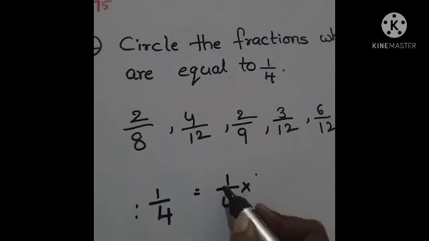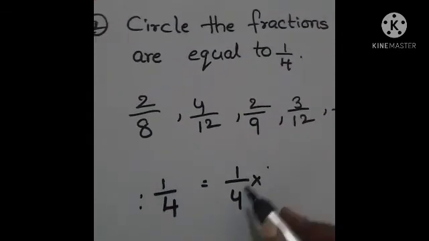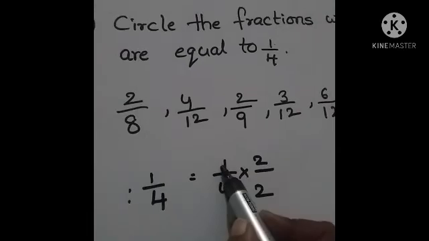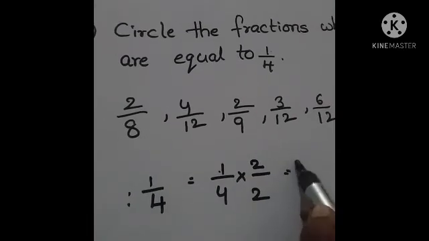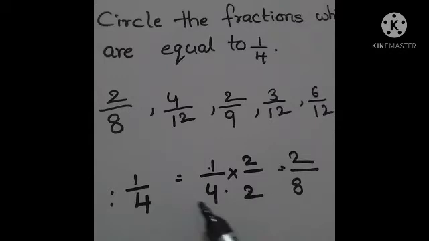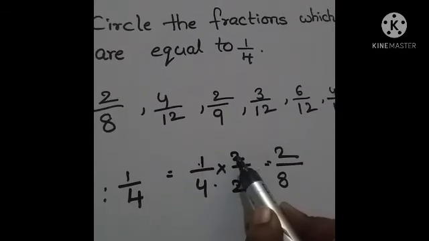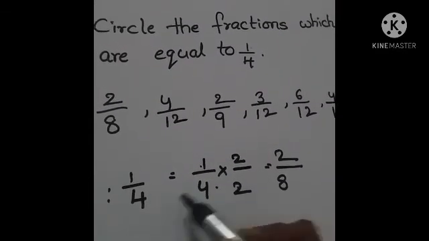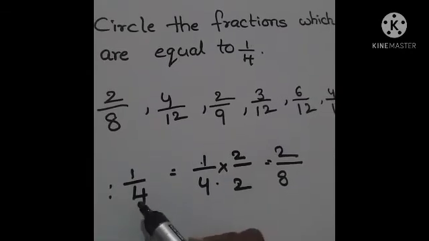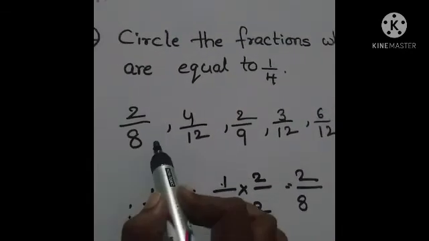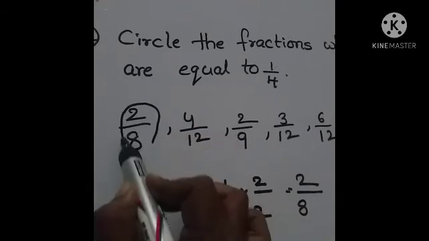Now when we multiply by 1 by 1, we get the same number only. Now 2 by 2. 1 2s are 2, 4 2s are 8. Okay, when we multiply the numerator and denominator by the same number, we get the equivalent fraction. So 1 by 4 is equal to 2 by 8. Here the 2 by 8, so circle this fraction.